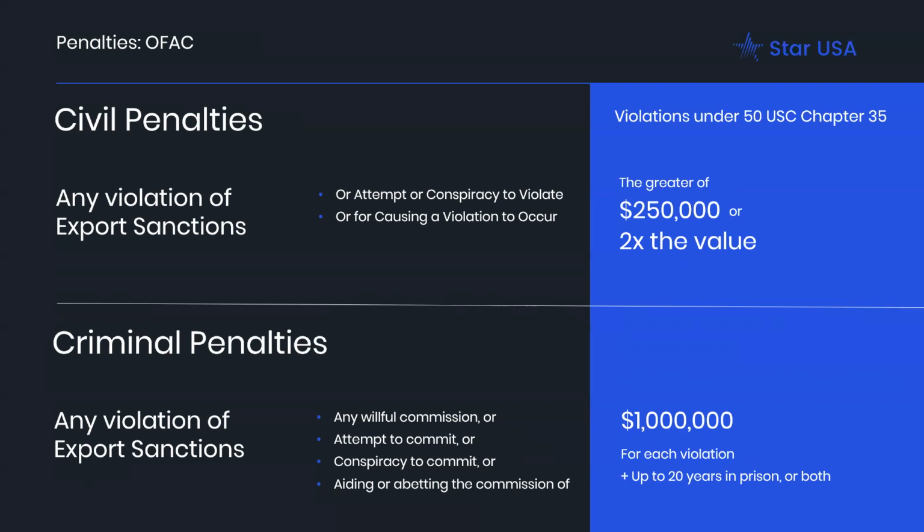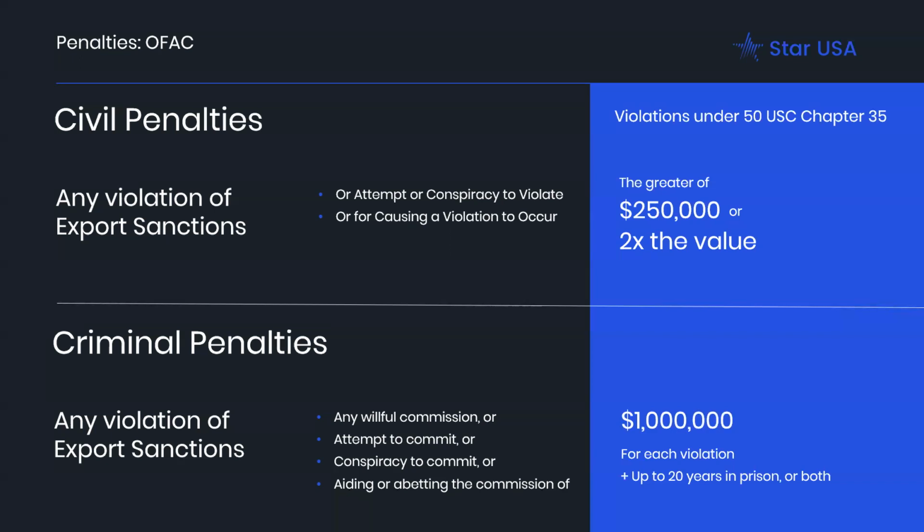And you're looking at $250,000 or twice the value, whichever is greater, for a civil case of a violation of an export sanction. Examples of that would be allowing goods to be shipped to Iran, or attempting to violate or get around those sanctions to allow those things to happen. You're looking at $250,000 for that.